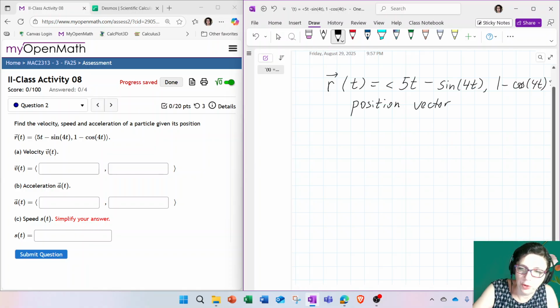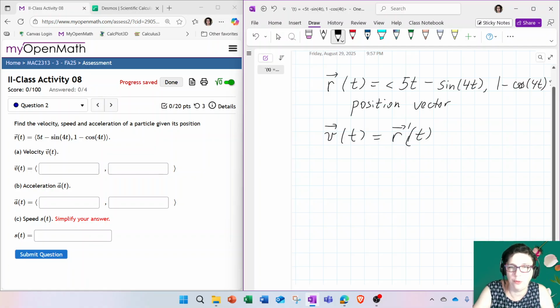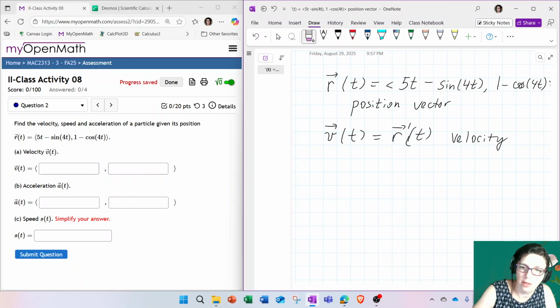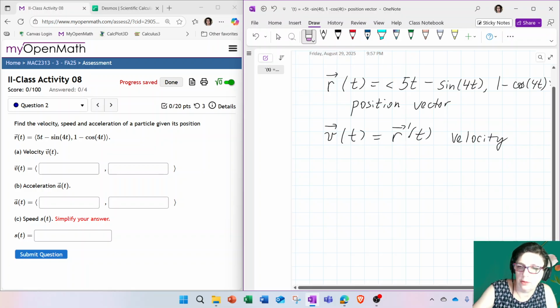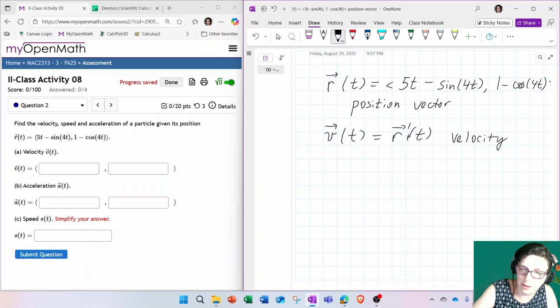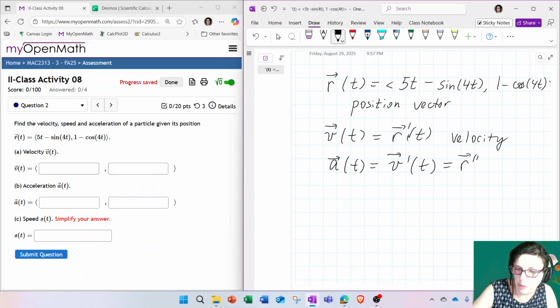So this is called the position vector, which is the location of the particle at a time t. Velocity is also a vector, and it is defined as the derivative of the position vector. What that means is basically we're taking the derivative of each component. Finally, acceleration is a derivative of velocity. So that would be v prime. It's also a vector. You can also say that that's a second derivative of the position vector.